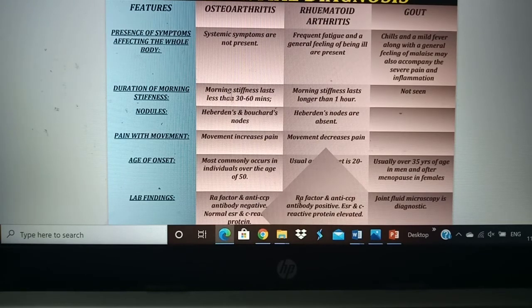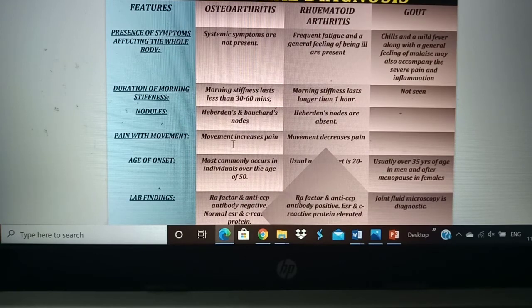Duration of morning stiffness is only 30 minutes, or up to a maximum of 60 minutes, in osteoarthritis. In rheumatoid arthritis, it lasts for a long time, and it's not seen in gout. In nodule presence, Heberden's nodes are present in osteoarthritis, and they are absent in gout and rheumatoid arthritis.